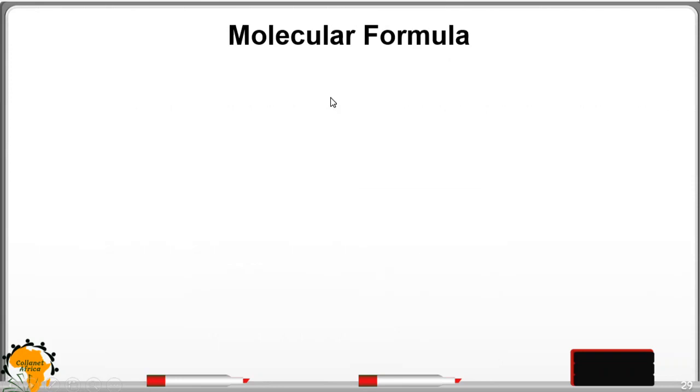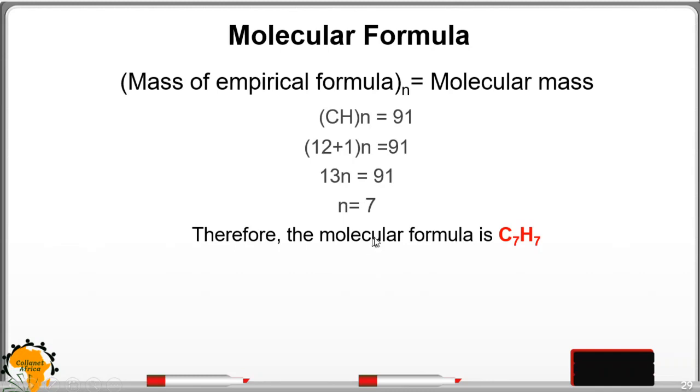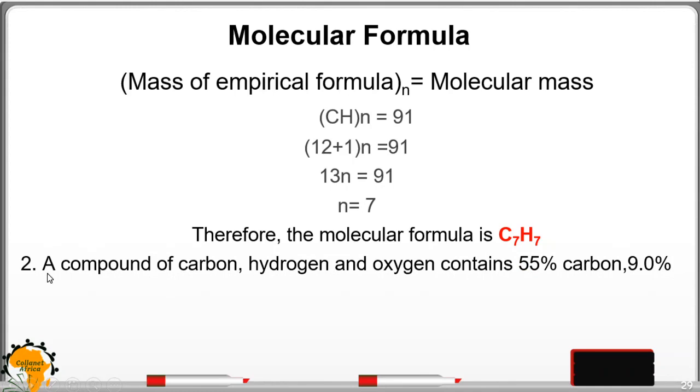Mass of empirical formula multiplied by n will give you the 91 grams. Therefore, the value of n is computed as follows: 12 plus 1, times n. So hydrogen RAM 1, carbon 12. So 13n will give you 91. Therefore, n will be 7. The molecular formula will therefore be C7H7.